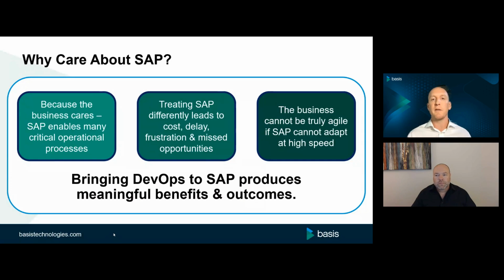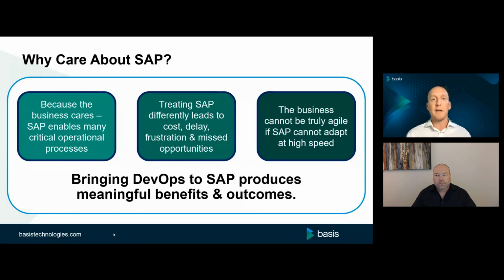And we talk about things like, for example, common in our customers, e-commerce front ends that rely on SAP backends and database and stock movement and supply chain. So in many ways, everyone should care about SAP if we're in the IT world, because the business cares, because SAP helps to operate the business and a lot of those critical processes that make things work day to day. And therefore, treating SAP differently can lead us to cost and delay and frustration, and ultimately missed opportunity, the cost of not acting as quickly as we might. Because if other parts of the business rely on SAP, we definitely can't be truly agile.